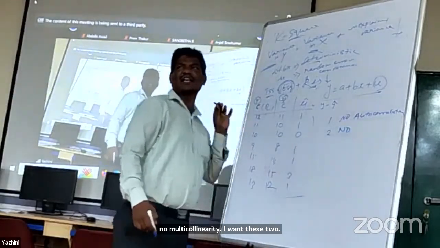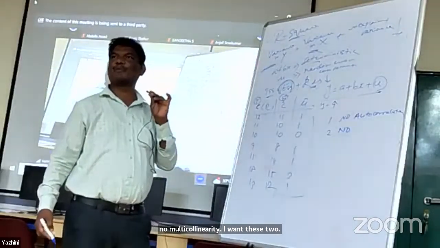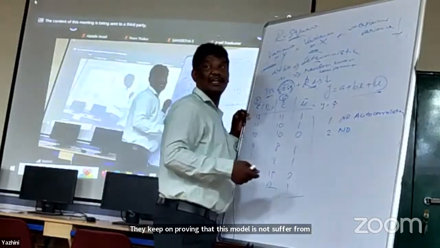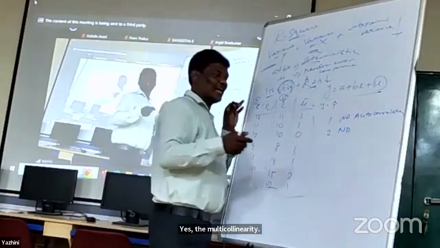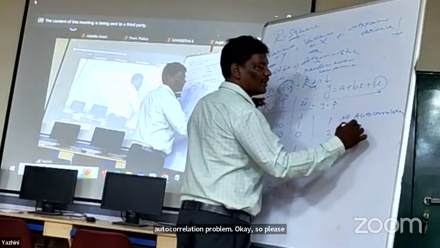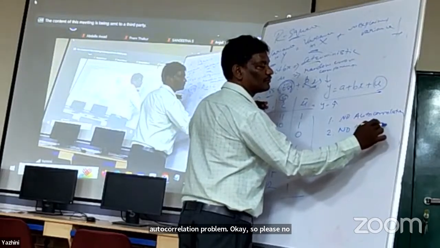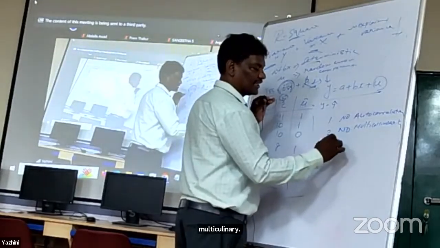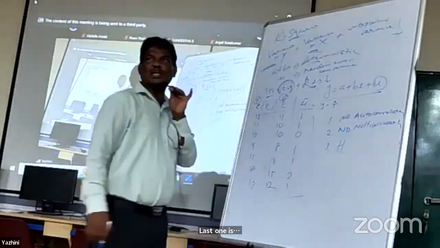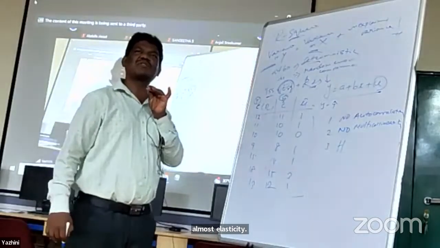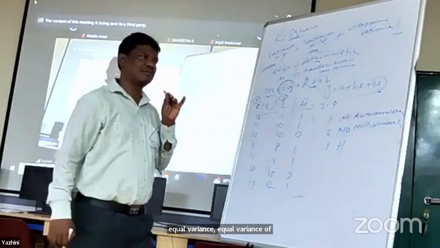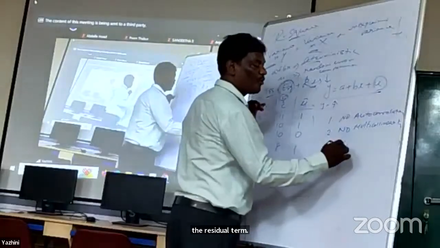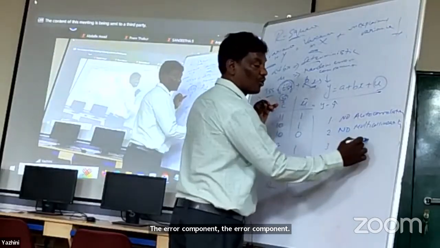Because mostly the articles keep on proving that this model does not suffer from the multicollinearity or autocorrelation problem. The last one is homoscedasticity: equal or constant variance of the residual term, the error component. This we'll see in detail later.